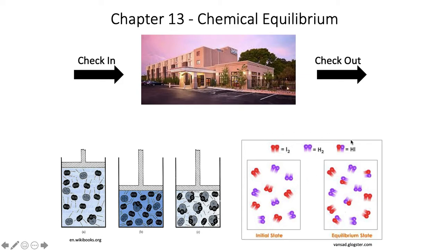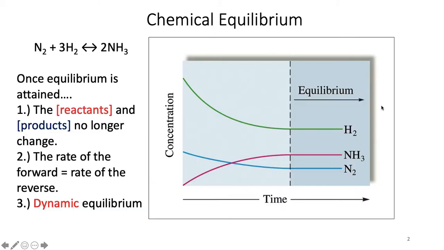In a chemical reaction, when I have both reactants and products, a reaction is going to proceed until it reaches what we call a chemical equilibrium, where you have the same number of reactants going to products as you have products going to reactants. Let's look at it a little more closely.